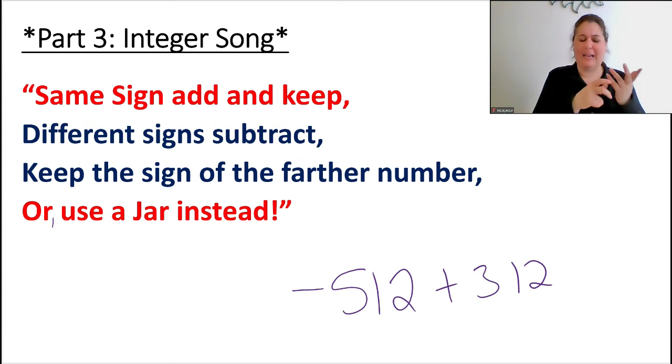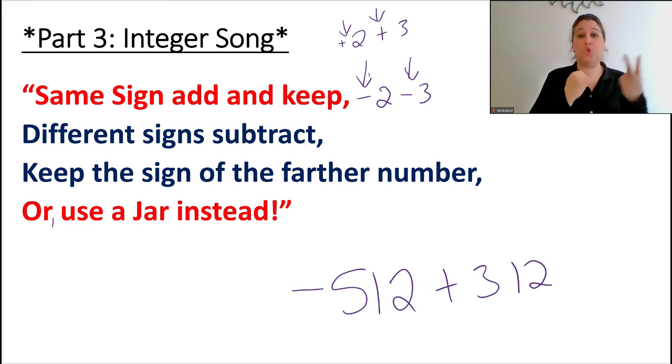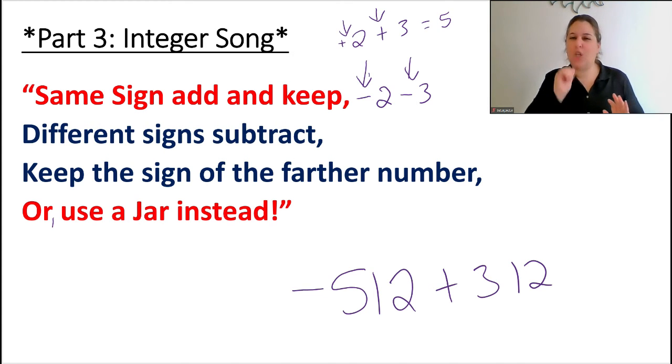It says same sign, add and keep. That's referring to problems that look like this. They have the same sign. They're both negative. Or if I just simply do 2 plus 3, they're both positive. Remember, if you don't see a sign in front, that means positive. When we see 2 plus 3, we know that's 5, and we don't even think to put a positive in front because we automatically think of positives. Well, you are in the world of integers now. You have to know about negatives.